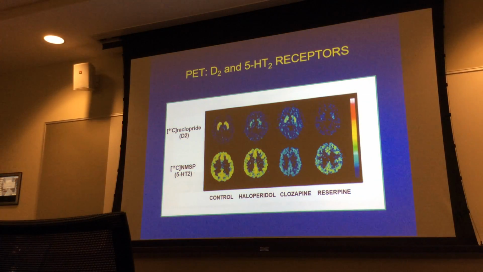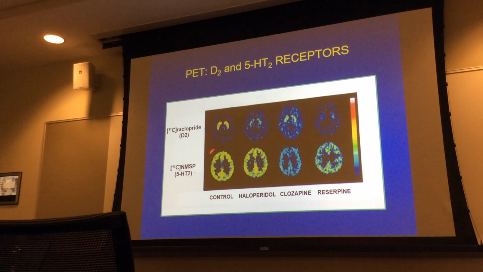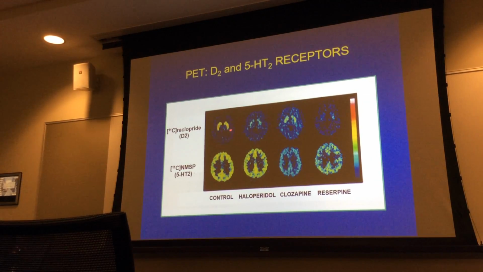And here's an example of a PET study. Okay, so let me see if I remember how this works here. So let's skip this 5-HT2. Well, the experiment was done with two different PET tracers with human volunteers.